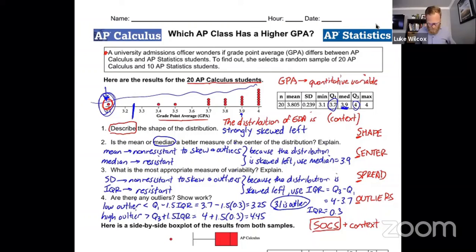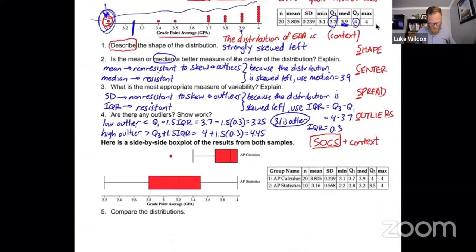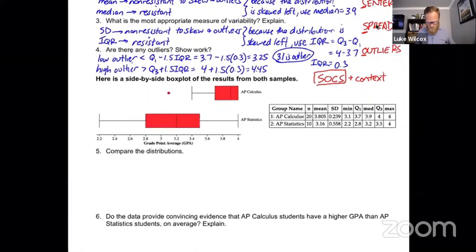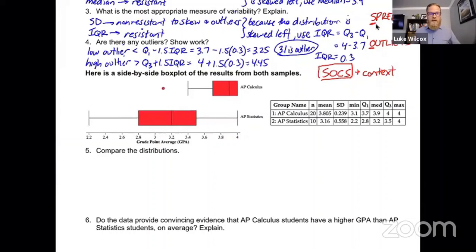All right, we're ready to move to the next part now, which says, here is a side-by-side box plot of the results from both samples. Now not only do we have the results for the AP Calculus students, but now we also have the results for the AP Statistics students. And we are now given a box plot instead of a dot plot, along with all of the summary statistics as well. And it sure looks to me like these summary statistics are the same as what we see at the top of the page. But now we have the same values for the AP Statistics students.